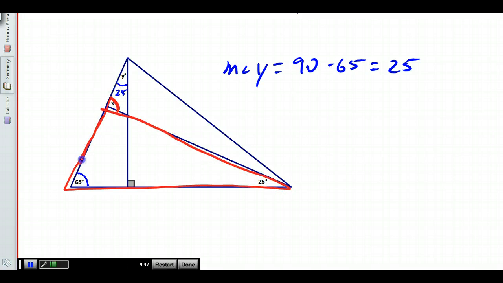Since it's the exterior angle of that triangle, that means the measure of angle X is equal to the sum of the remote interior angles, this angle here and that angle there. So it's equal to 65 plus 25, and it is 90.